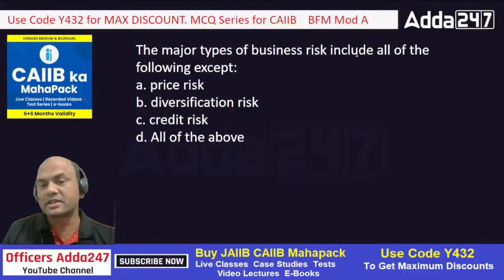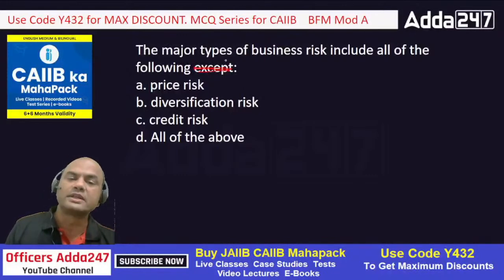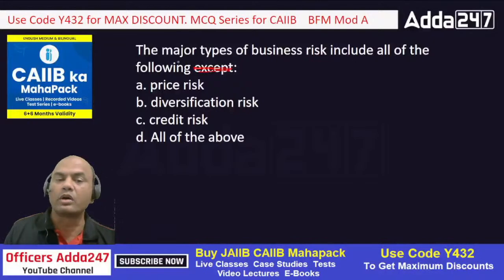Now you will answer. The major types of business risk include all of the following except. Price risk, diversification risk, credit risk, and all of the above. Forget this 'except'. Major types of business risk include which of the following? Price risk, diversification, credit, and all of the above. So which one is a major risk in any business?